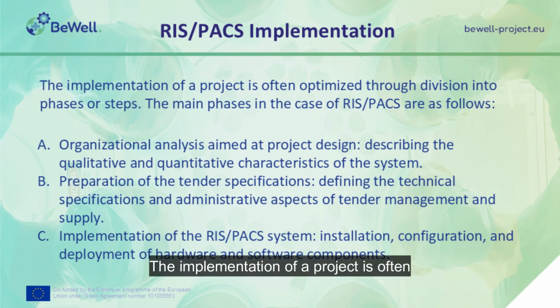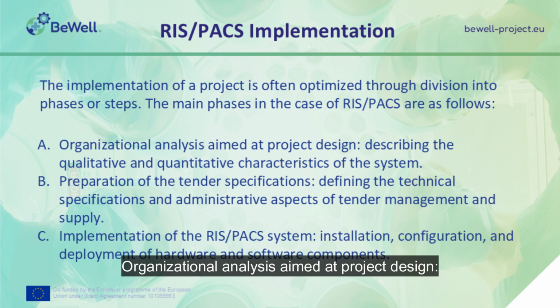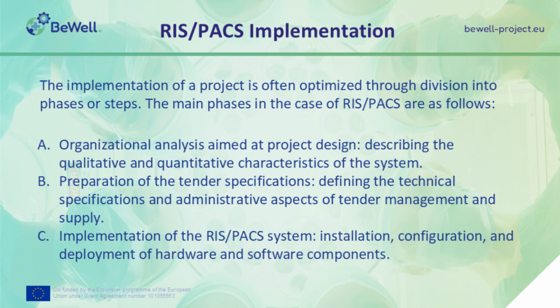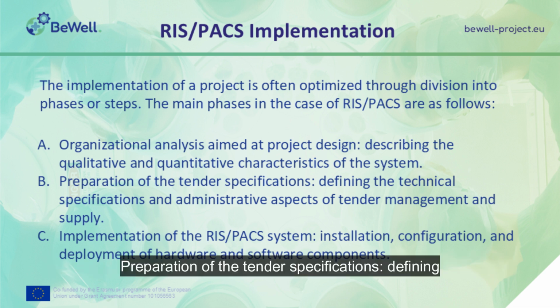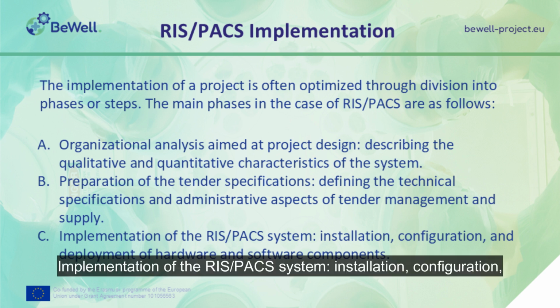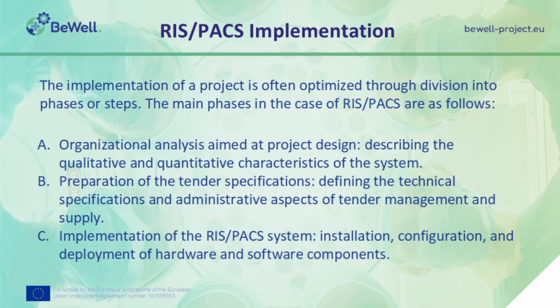Hello. The implementation of a project is often optimized through division into phases or steps. The main phases in the case of RIS PACS are as follows. Organizational analysis aimed at project design, describing the qualitative and quantitative characteristics of the system. Preparation of the tender specifications, defining the technical specifications and administrative aspects of tender management and supply. Implementation of the RIS PACS system, installation, configuration, and deployment of hardware and software components.